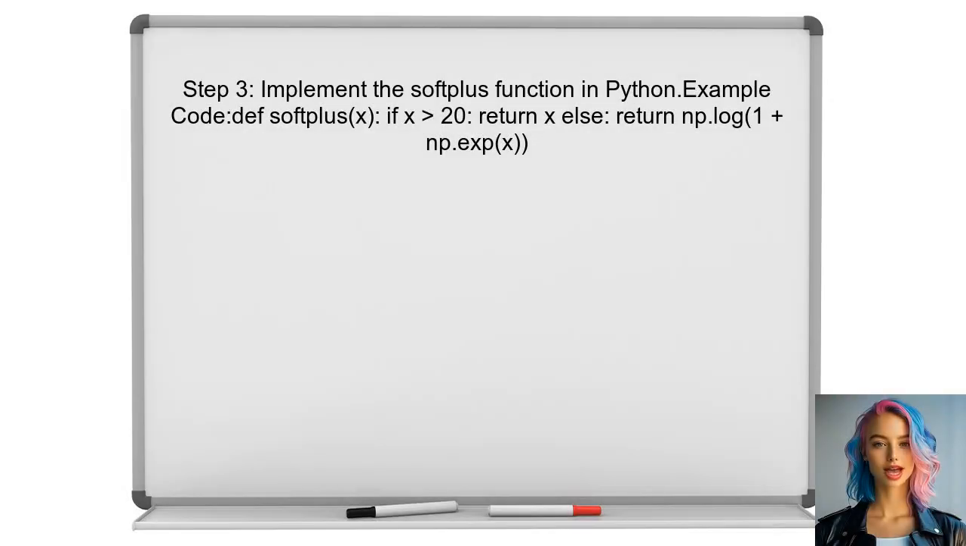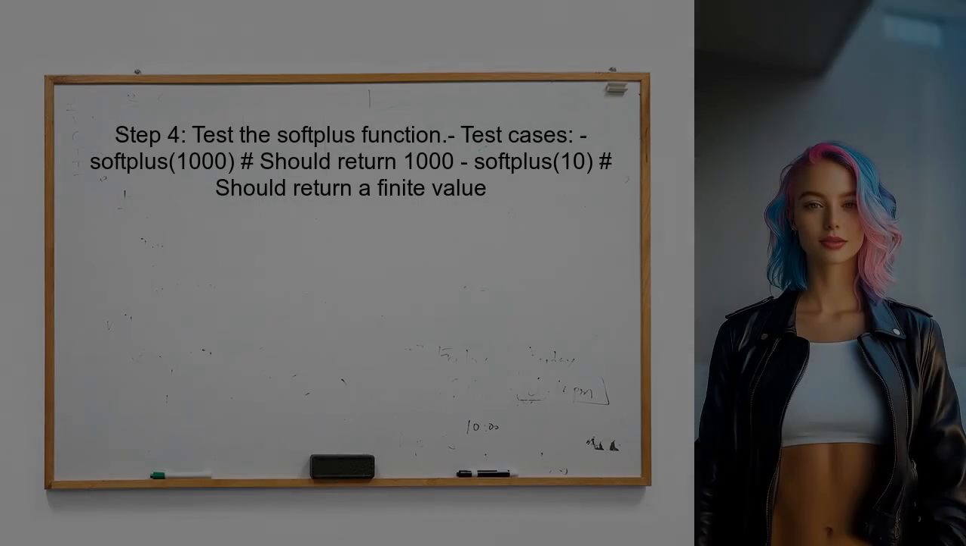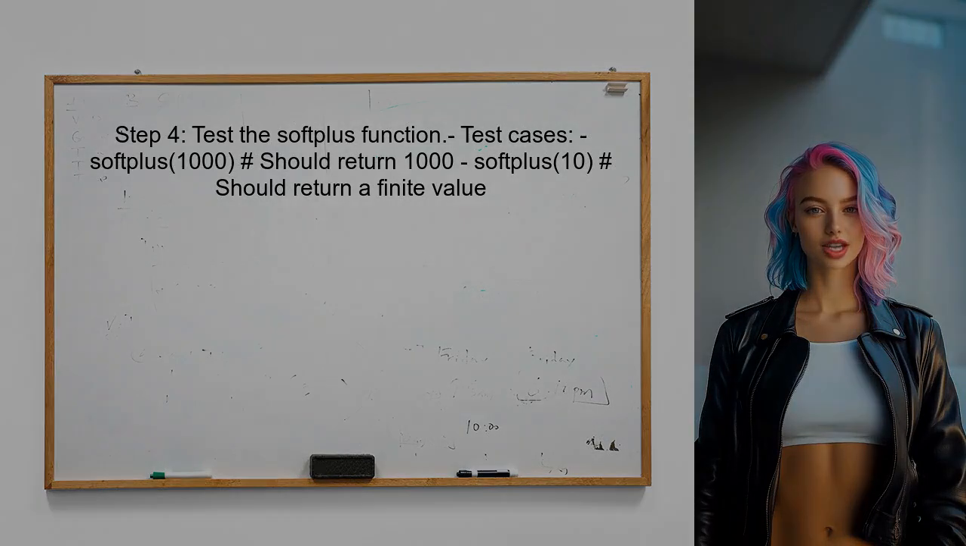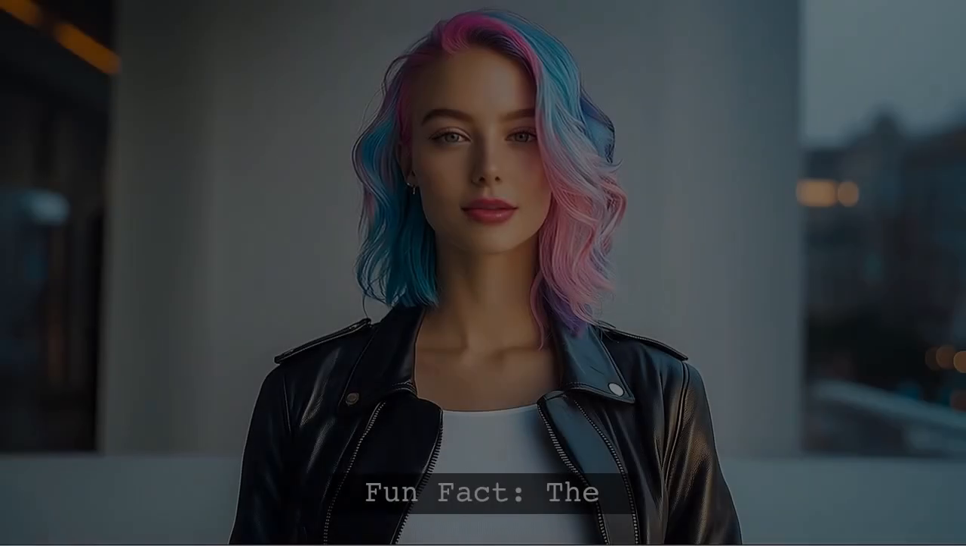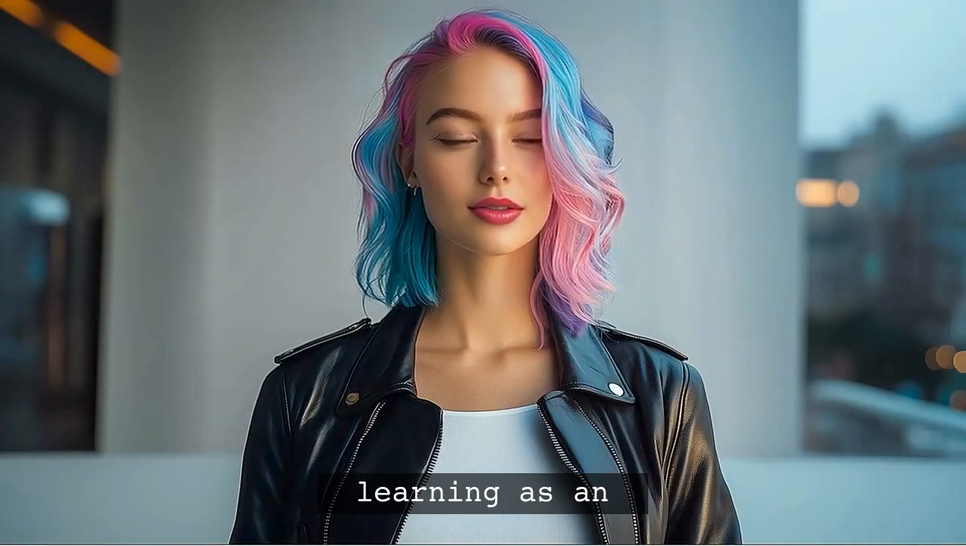Now, let's implement this logic in Python. The user can define a function that incorporates both checks for numerical stability and the standard Softplus calculation. Finally, the user should test the function with various input values, including large numbers, to ensure it behaves as expected without returning infinity.